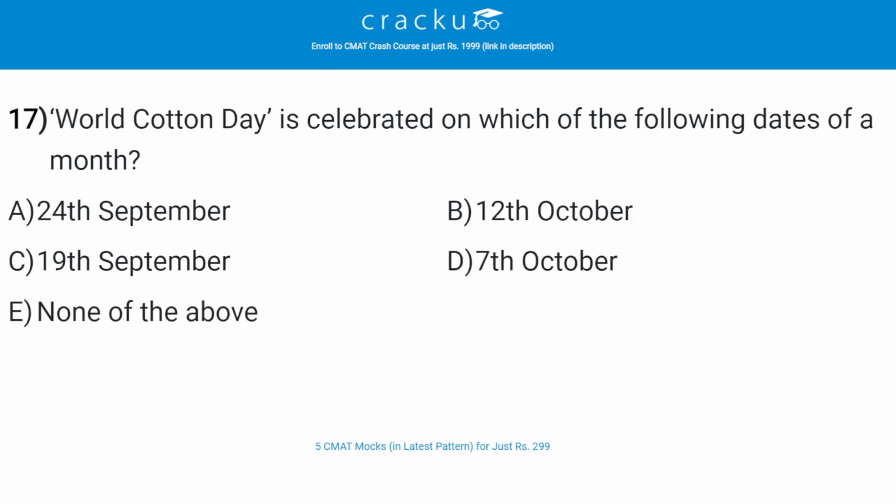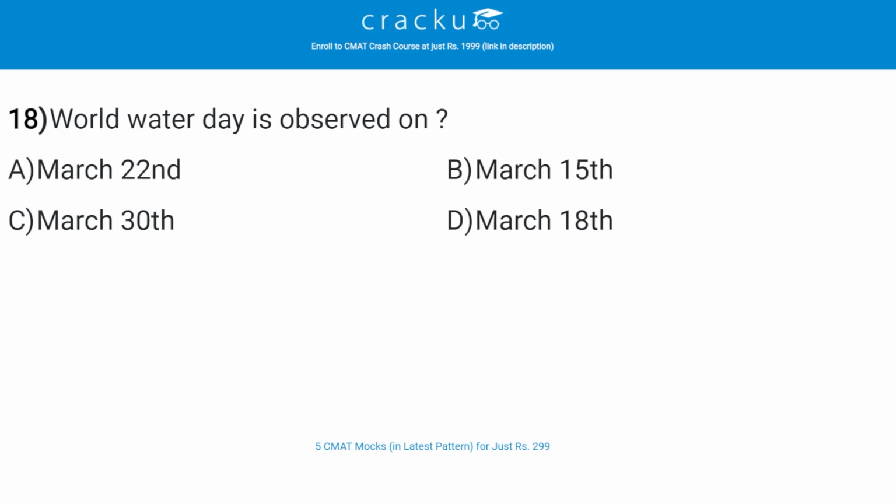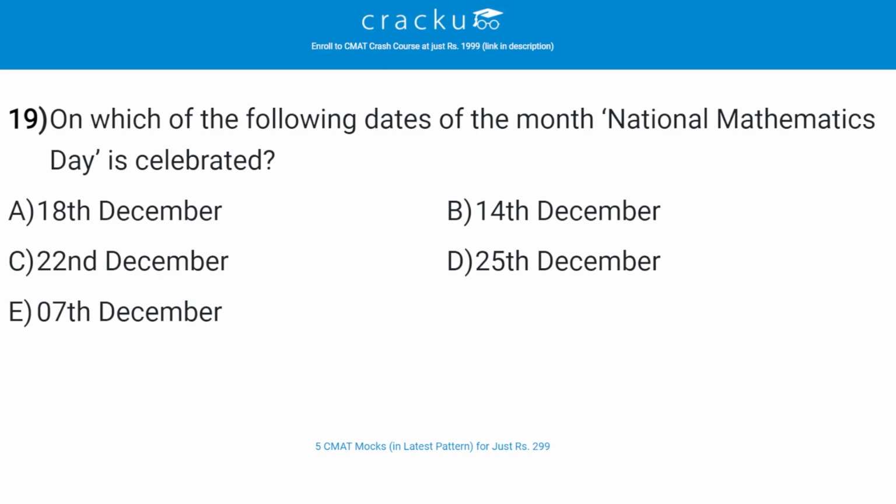World Cotton Day is celebrated on which of the following dates of a month? The correct answer is D, 7th October. Let's check the next question. World Water Day is observed on. The correct answer is A, March 22nd. Let's check the next question.